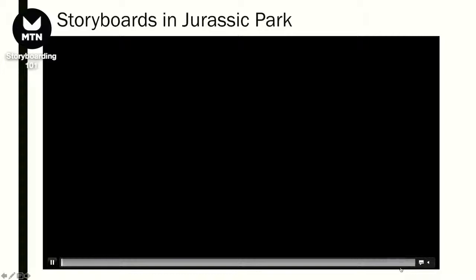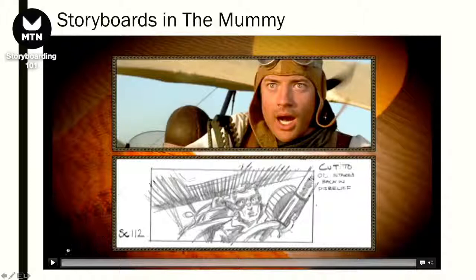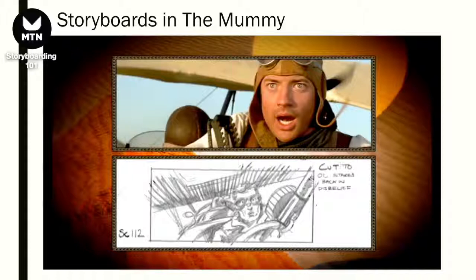This one's The Mummy. What's really interesting about this storyboard is it's a little closer to an animatic, and we'll show you an animatic in a moment. This follows it a little more cut, and we'll talk about the differences between those. This is a computer animated image, but the storyboards still match the image. They drew it as if it was real to make it easier for the animators and the team to film correctly.